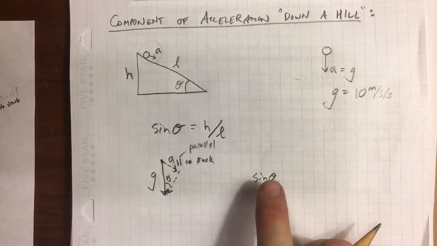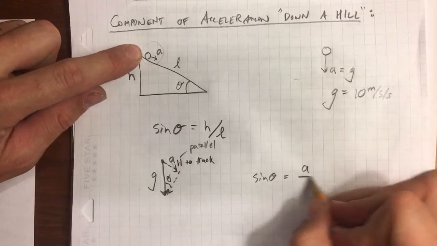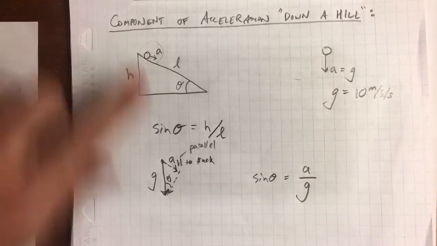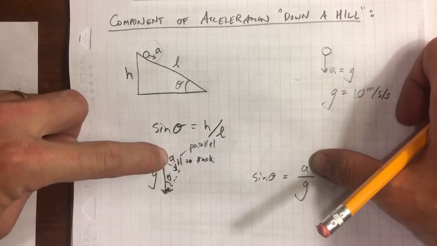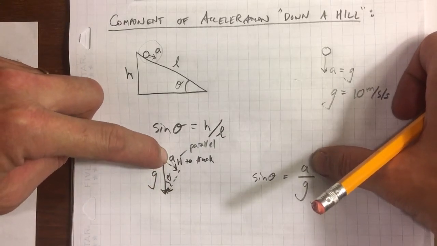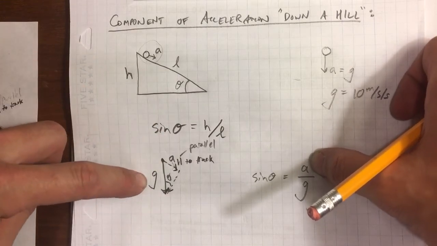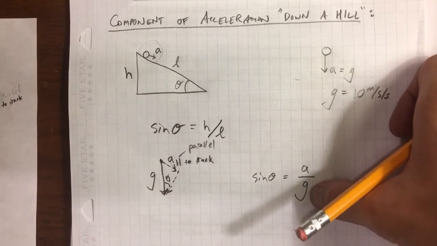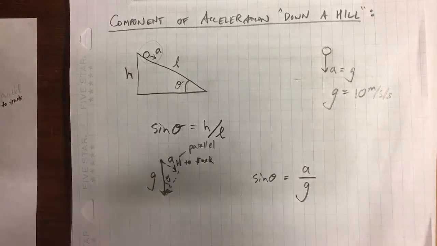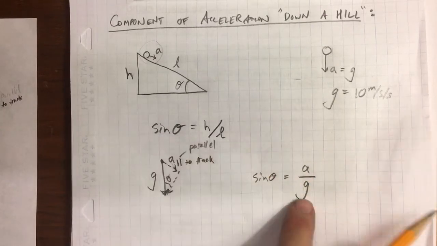Interesting thing is I can say in this case it's still true because of this triangle that sine theta, sine of that same angle, is equal to this acceleration divided by my free fall acceleration. That is the opposite side, which in this case is an acceleration vector, over the hypotenuse, which is also an acceleration vector. It's the free fall acceleration g.